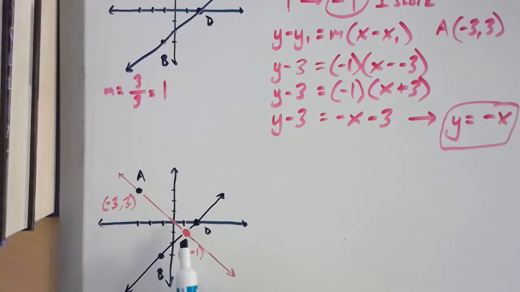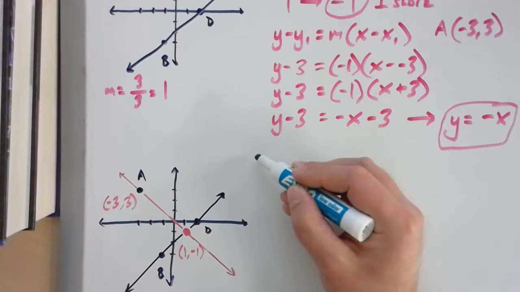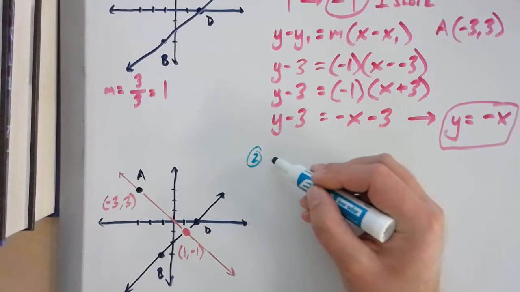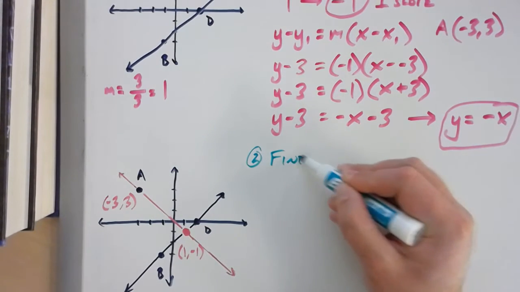If on your graph paper you had done this, it's a little more difficult to see it here on my whiteboard, but if you did this on graph paper, you would find this very conveniently crosses at a nice clean coordinate point, namely (1, -1). If you're able to eyeball it like that, use it. It saves you a little bit of work. But technically, mathematically, step 2 here is to find my intersection.